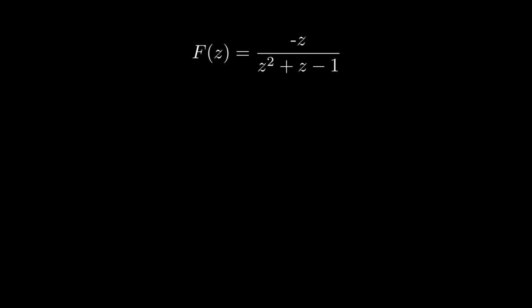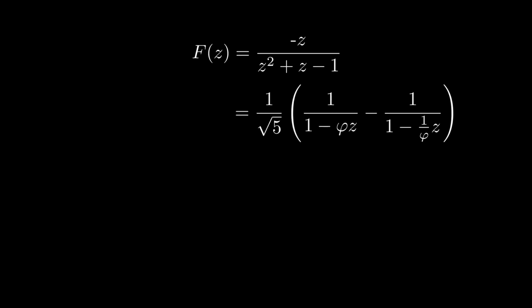Since f of z equals this function, we can take a Taylor series centered at 0 to find its coefficients. However, we can actually take this a step further. We do a partial fraction decomposition to write f of z as 1 over the square root of 5 times the quantity 1 over 1 minus phi times z minus 1 over 1 minus 1 over phi times z, where phi is the golden ratio.